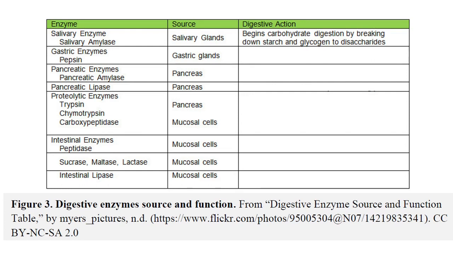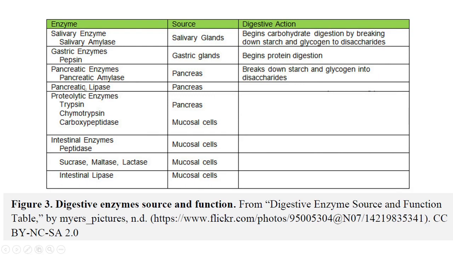The amylase will digest carbohydrates. How about pepsin? Pepsin is found, or the source of it is the gastric glands, and from the name itself, it would be beginning protein digestion. So you can see here peptide, so pepsin, and it begins protein digestion. Pancreatic amylase, of course, as the name itself implies, has the pancreas as its source, and the amylase will give us the idea that it will be breaking down carbohydrates, particularly starch and glycogen, into disaccharides. That will be pancreatic amylase.